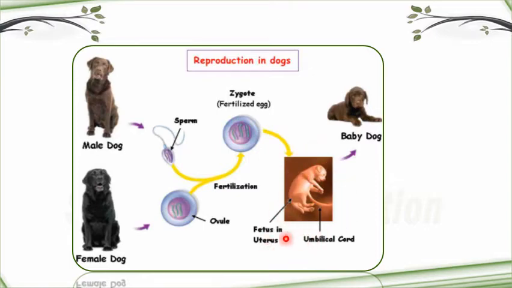So this is the fetus in the uterus, and this one is the umbilical cord, which is الحبل السري. After the gestation period, which is a duration, this fetus will become complete and will give a baby dog.